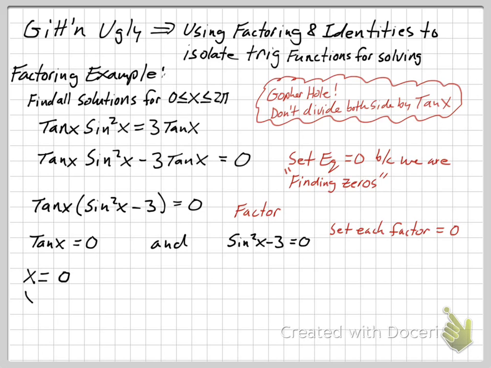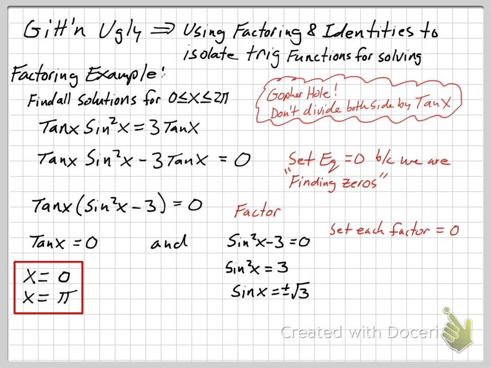What values of x will make tangent 0? We look on our unit circle. We know that the tangent of 0 degrees and the tangent of 180 degrees, or pi, is 0. All right, that's two of our solutions. Now let's look at this other factor. Let's take the square root of both sides. And is there any angle on the unit circle whose sine is plus or minus root 3?